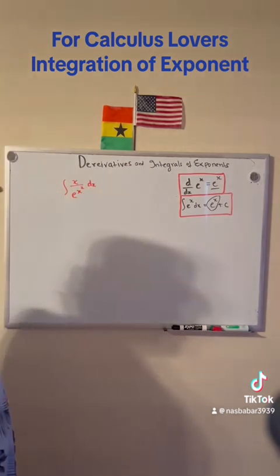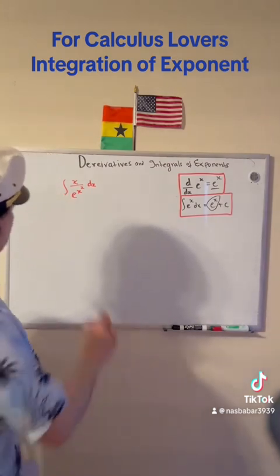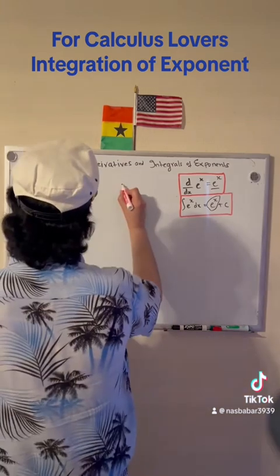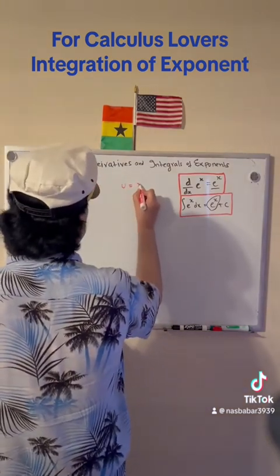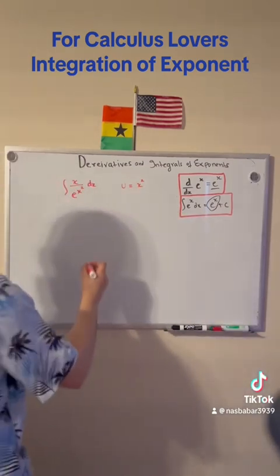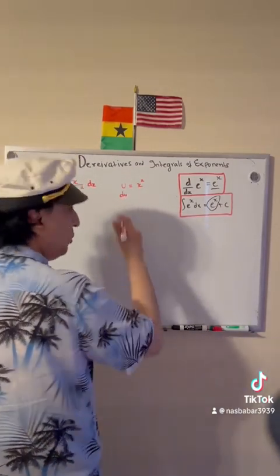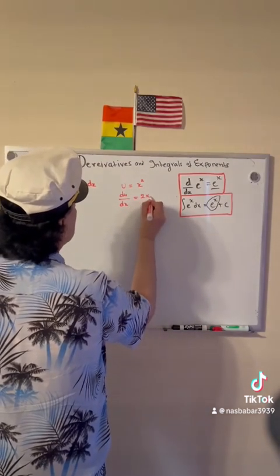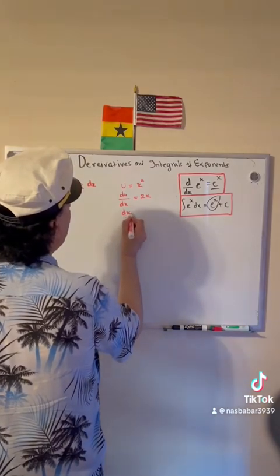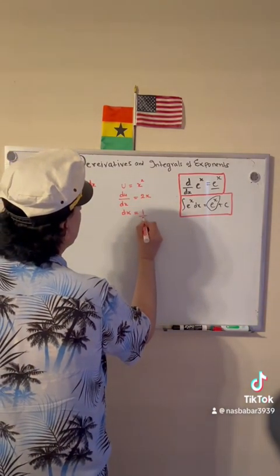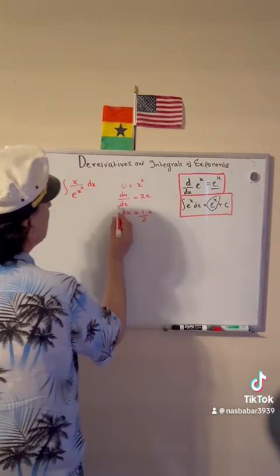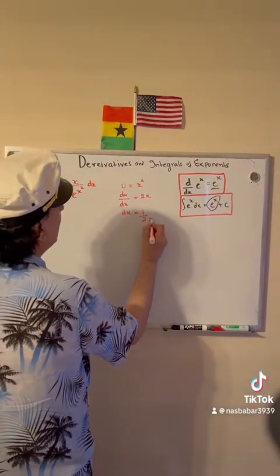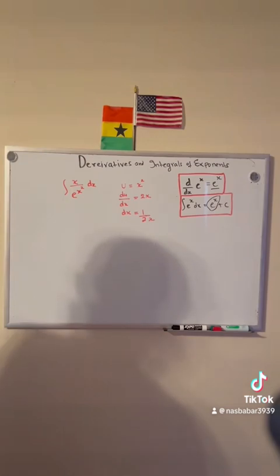This is an indefinite integral. Why is it indefinite? Because I don't have a limit over here, right? So let's do some substitution. Let's say u is equal to x squared, okay? If u is equal to x squared, then du, the change of u with respect to x, will be 2x. And I can say dx is equal to 1/(2x) du. I just did some algebra, brought dx over here and 2x right here. So I just did this algebra, that's all.